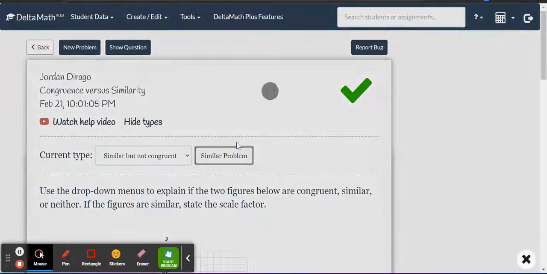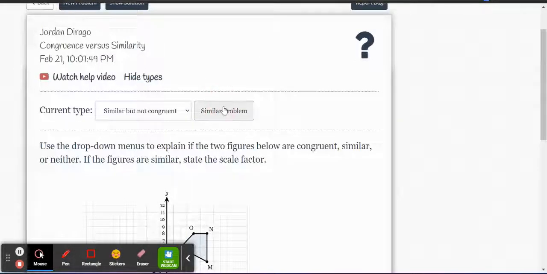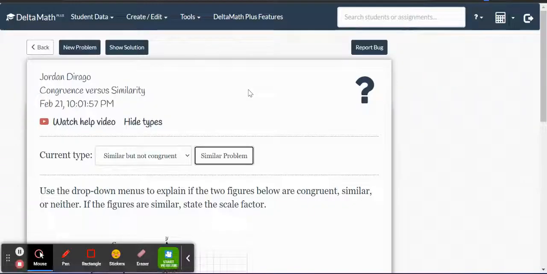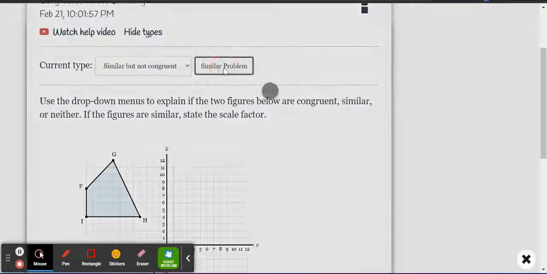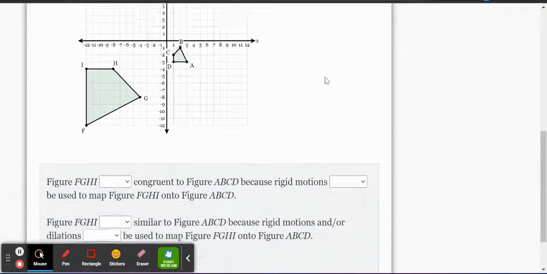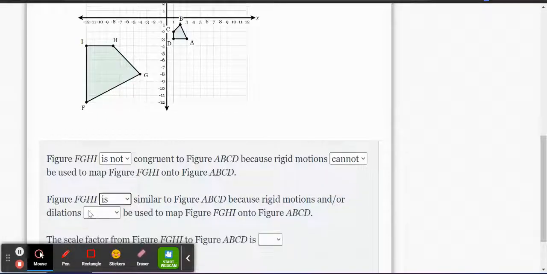All right. Let's look at one more. Maybe a smaller scenario. No, that's bigger. I want smaller. Okay, right here. This one is not congruent. Rigid motions can't be done. It is similar. Dilations can be done.